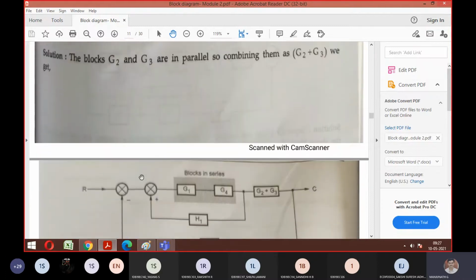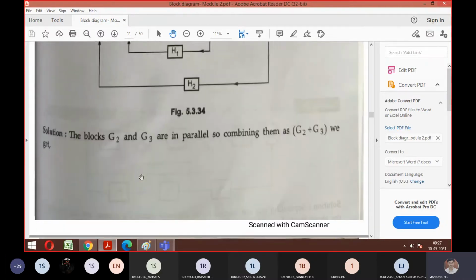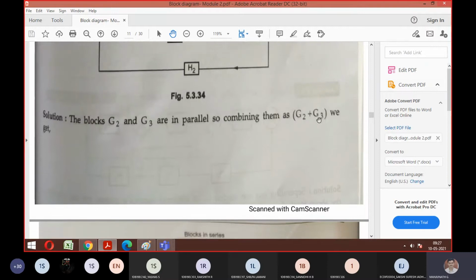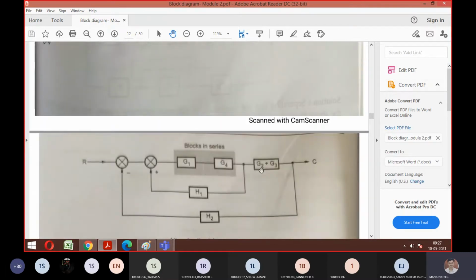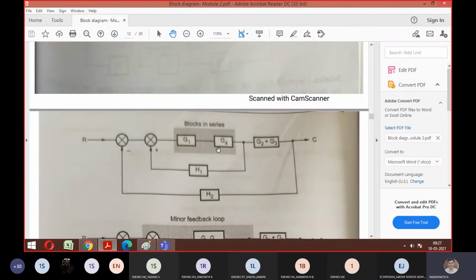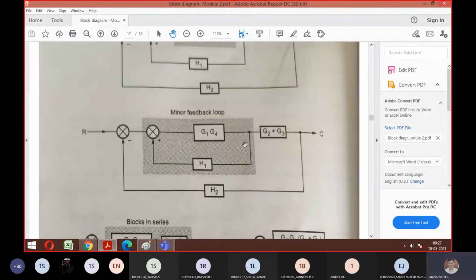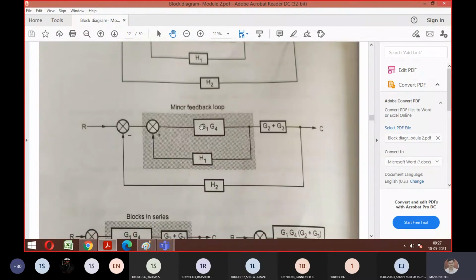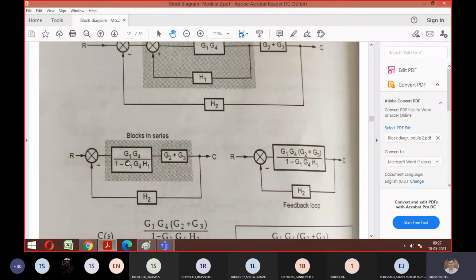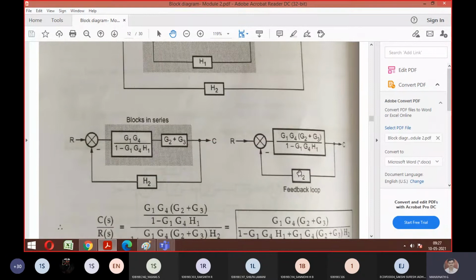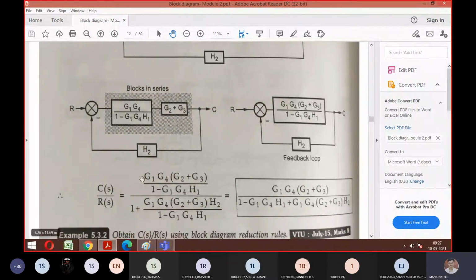You just look here. These are the steps we told. You can look here. They clearly state G2 and G3 are parallel, so you can make it one block. Then these two are in series, so that becomes G1, G4. Then H1, this is a feedback loop, so they made it one. This is the answer. Then after doing this, again series, you're going to get this block. If you combine this with H2, you get this. So this is the answer you told.